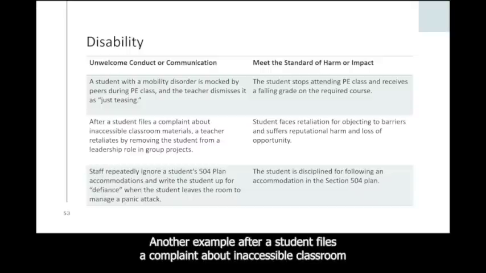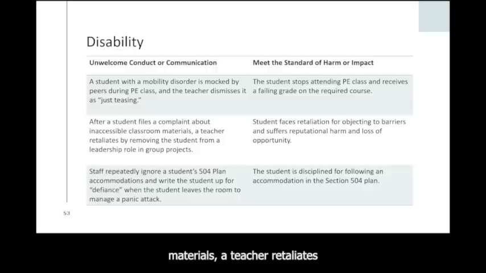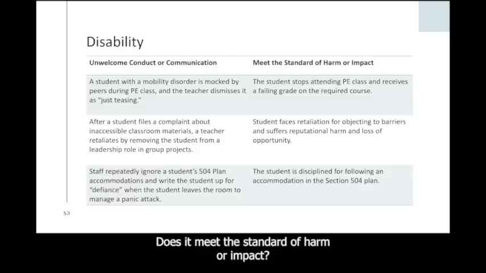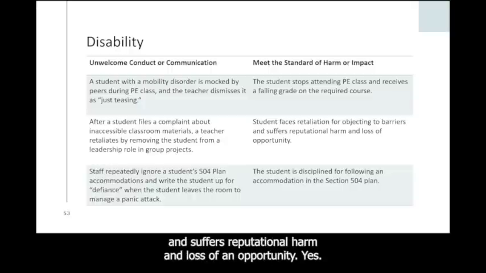Another example. After a student files a complaint about inaccessible classroom materials, a teacher retaliates by removing the student from a leadership role in group projects. Does it meet the standard of harm or impact? The student faced retaliation for objecting to barriers and suffers reputational harm and loss of an opportunity. Yes.